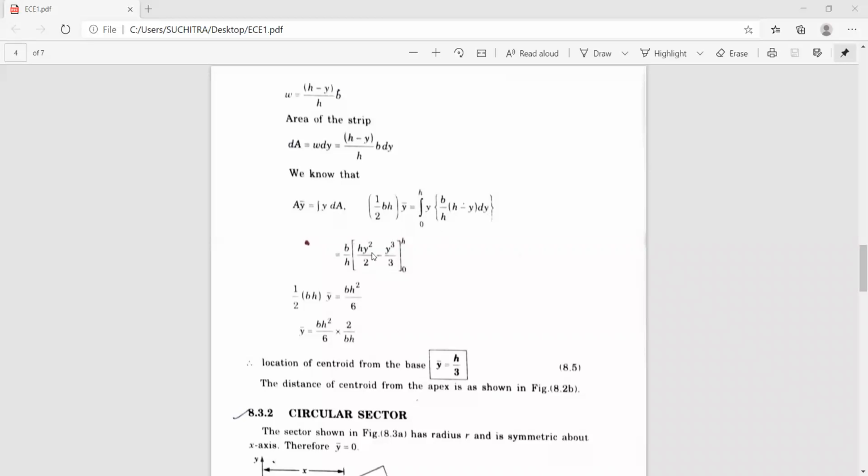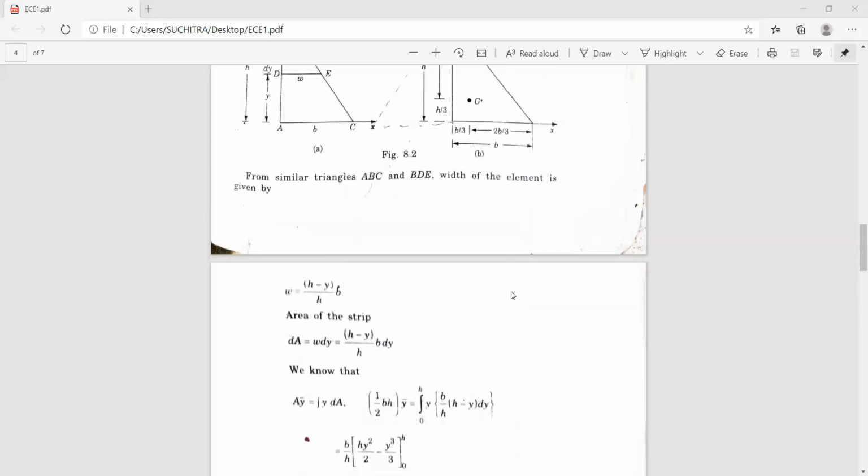On integration, it becomes hy square by 2, that is, if you multiply this into this, hy. When you integrate it, it becomes hy square by 2 minus y into y is y square, which on integration is y cube by 3. Apply the limits of integration. On the left hand side, you have half into base into height into y bar, and on the right hand side, on simplification, you get b h square by 6. Thereby you can find y bar, the coordinate distance with respect to the x-axis, which works out to be y bar is h by 3.